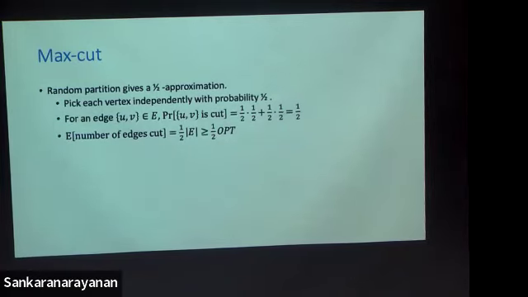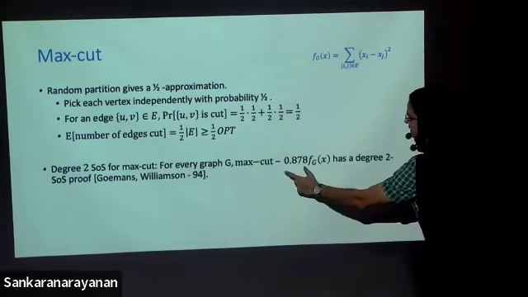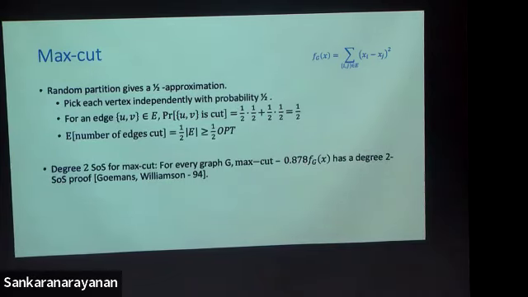Now using the sum of squares method, we can do significantly better than this. So for every graph G, what we can prove is that the max cut value minus 0.878 times this polynomial, the max cut polynomial which we saw earlier, has a degree 2 SOS proof. This was a breakthrough result by Goemans and Williamson from 1994. So for every graph, the K that we are plugging in is the max cut value. So what you're saying is max cut minus some scaling value, 0.878 times f of G, has a degree 2 SOS proof. Firstly, note that it's a polynomial time algorithm.